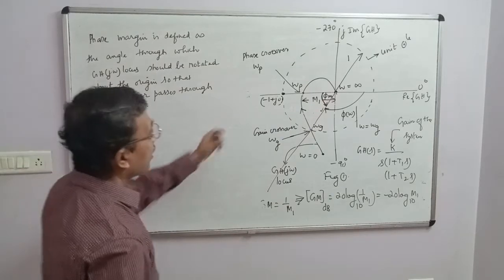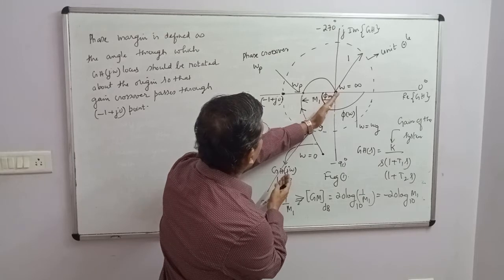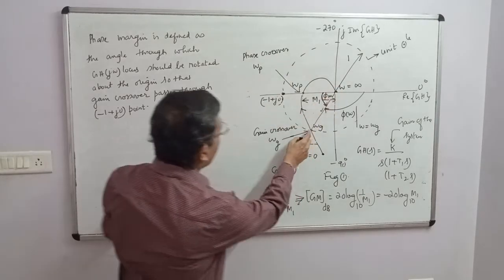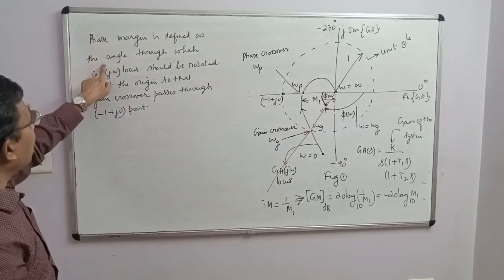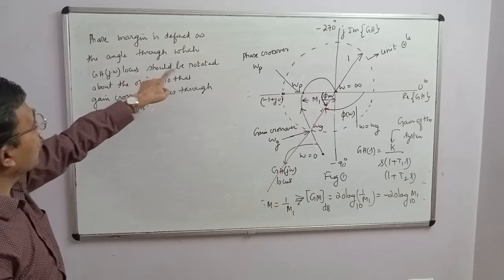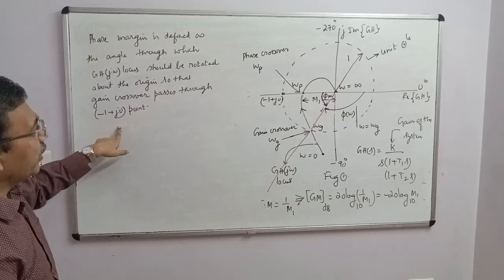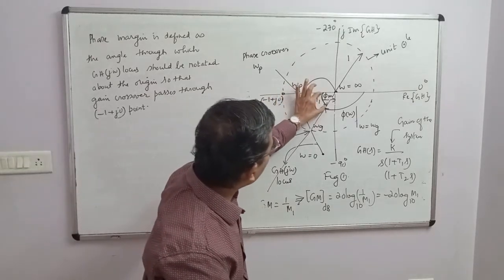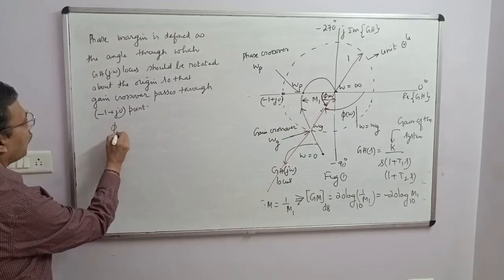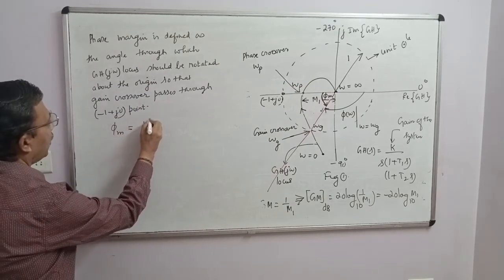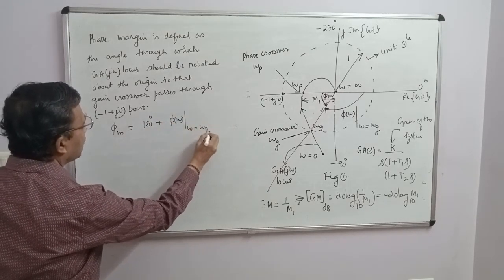What I mean is, you rotate this line about the origin, so that this point becomes equal to this point. So what is written? Phase margin is defined as the angle through which the GH of j omega locus should be rotated about the origin, so that the gain crossover passes through minus 1 plus j0. This angle phi m is called phase margin. So what is phase margin? Phase margin phi m is equal to 180 degrees plus phi of omega at omega equal to omega g.